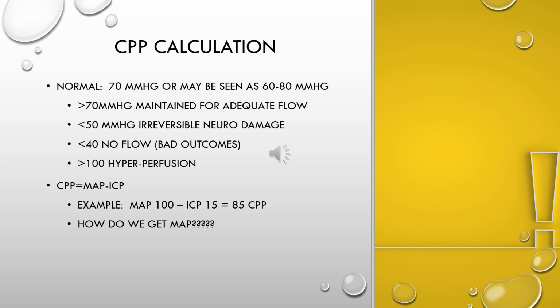50 and below, you can start seeing some irreversible neurologic damage done to the patient. Anything below 40 on a CPP means there's no flow. And typically when we start seeing things below 40, the outcome for the patient usually is not good. That is something we do not like to see, a CPP below 40. And then anything over 100 is a hyperperfusion.